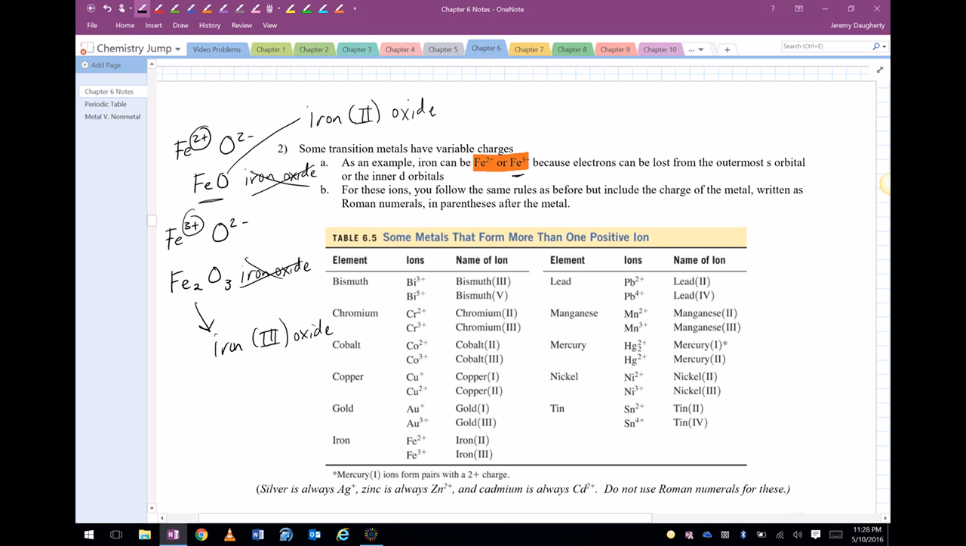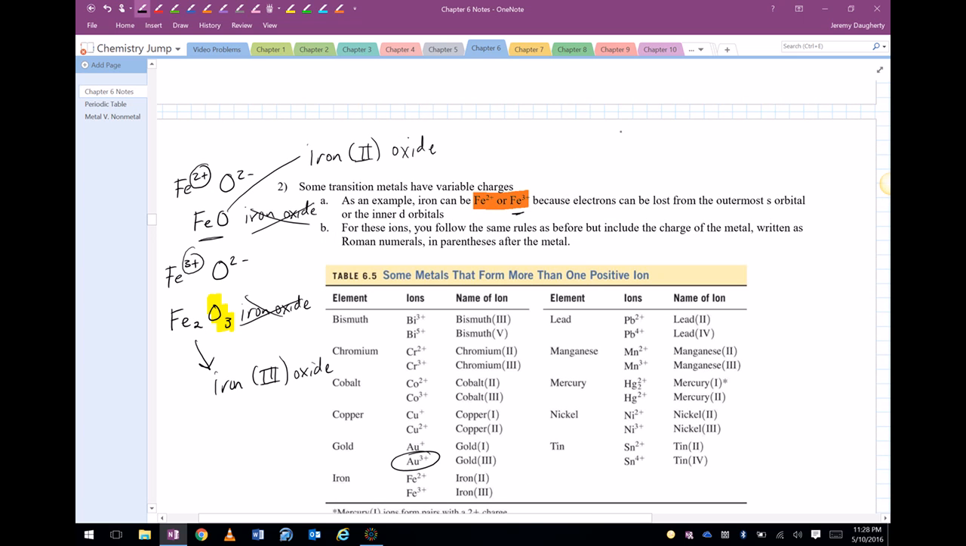And to figure it out, you have to look at what it's combined with. Okay? Let me show you an example. Let's say we've got, we'll use Au, gold. Let's say the formula is AuP. All right? So how do we know which gold it is? It could be gold 1 or gold 3. Well, we know that phosphorus, or phosphide, I should say, is -3. So there's only one of these, so this has to be +3 because that equals 0. So this one is gold 3 phosphide.